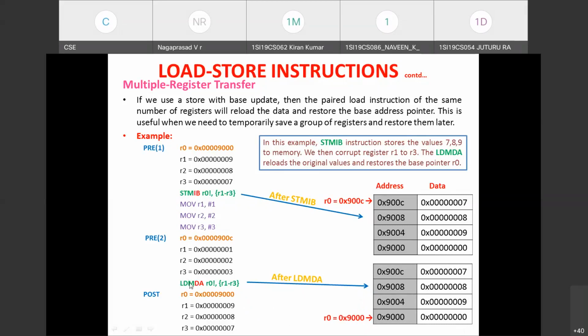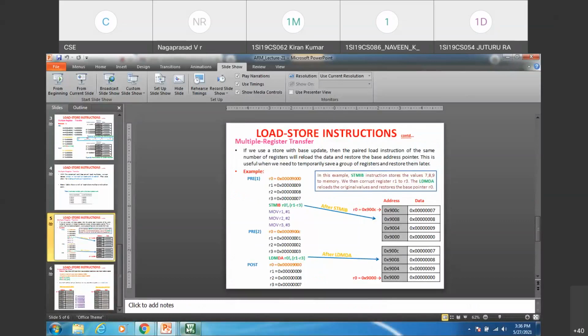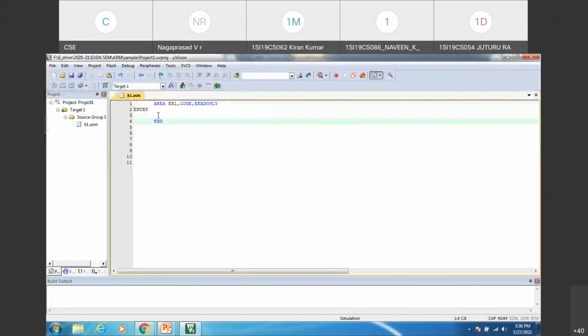You can observe for STM-IB, the instruction pair you need to consider is LDM DA. So using this register pair, you can save and restore the context. Any of those instruction pairs you can consider. If you are using STM IA instruction, then you have to use DB. If you are using STM DA, then IB instruction you have to use, and if you are using STM DB, then IA is the addressing mode you have to use with respect to LDM instruction.